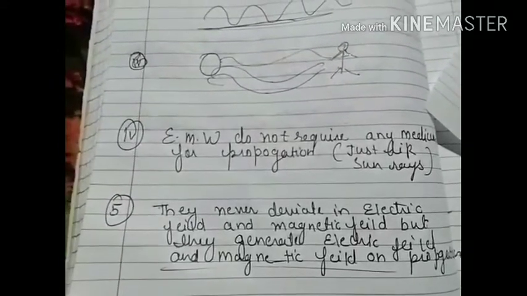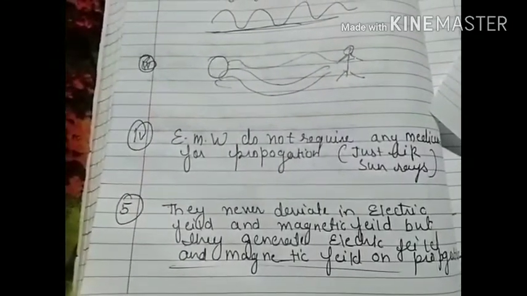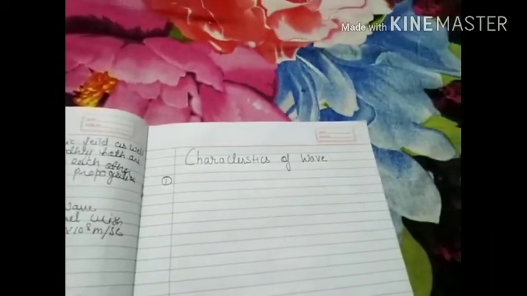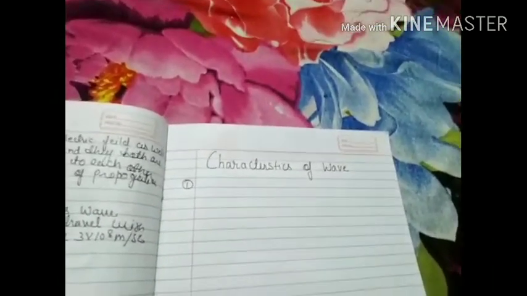Now we'll start with characteristics of wave. How can we define a wave? So the very first characteristic of wave is your wavelength.